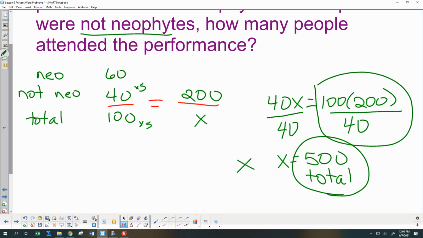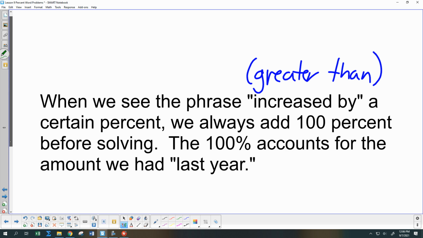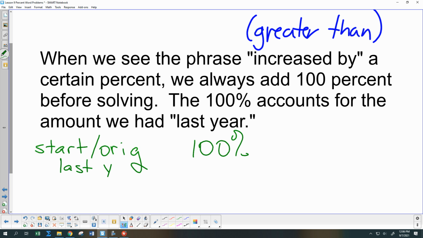Okay, the new kind, where it starts getting harder, they're going to have a lot of problems that say the amount increased by a certain percent, or it decreased by a certain percent, or was a certain percent more than what we started with, or a certain percent less than what we started with. We are always going to have the start or the original amount be 100%. Sometimes that is last year.